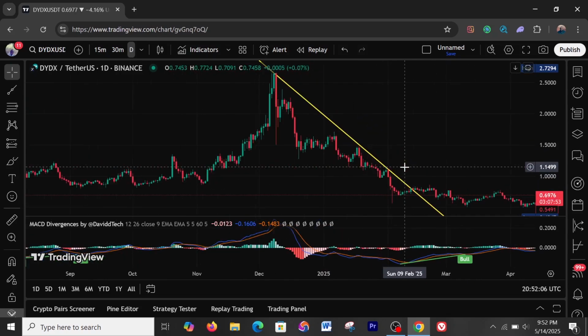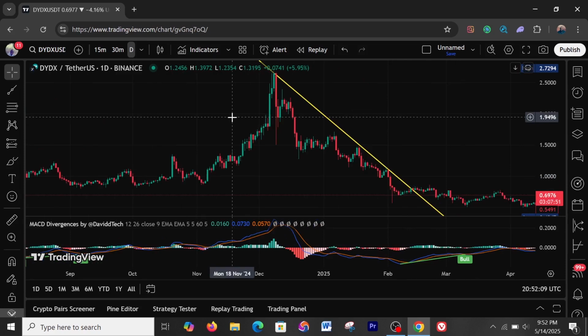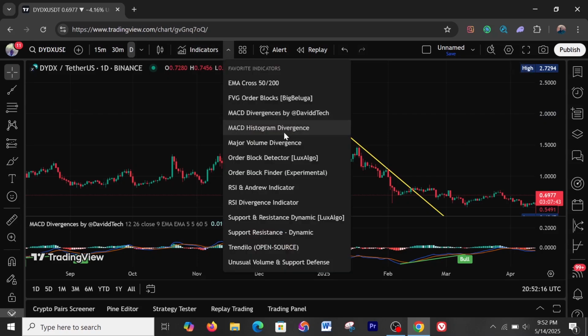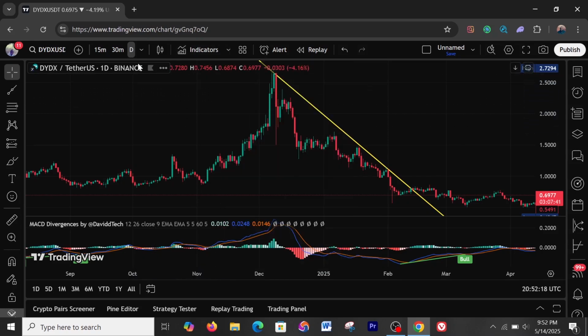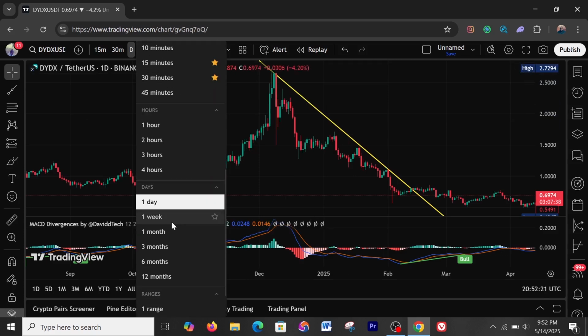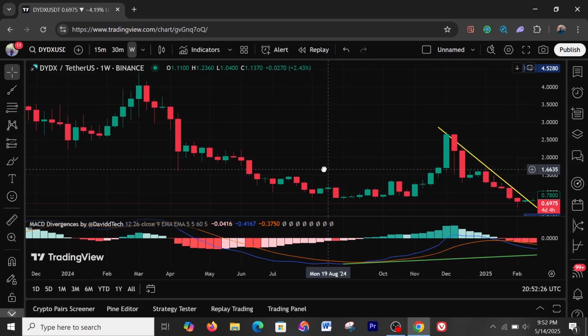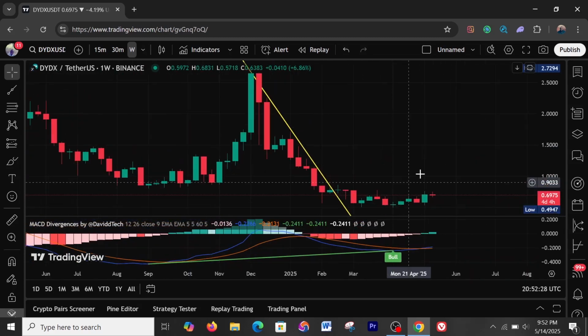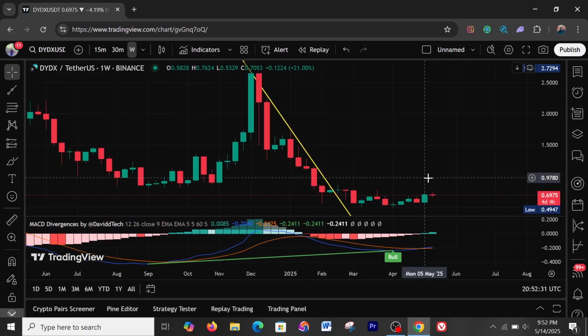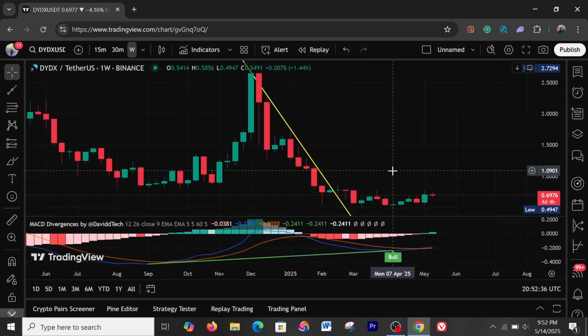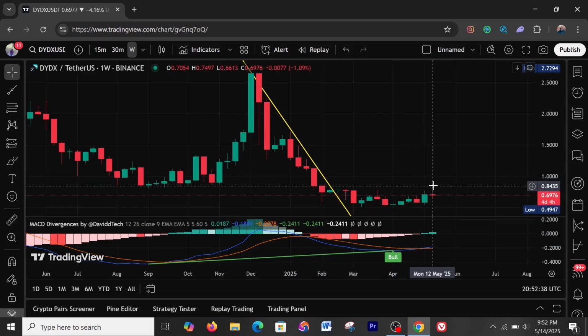Then the next is a bullish or bearish MACD on the higher time frame. So we check for the MACD on the higher time frame. So we switch this from daily to weekly. So you see, we're currently in bullish territory. We just entered bullish territory just like last week. So the histogram has flipped from negative to positive. So we're actually in bullish territory at the moment.